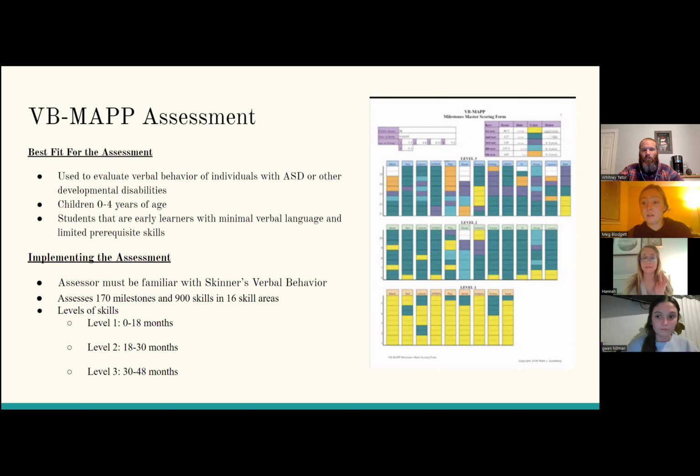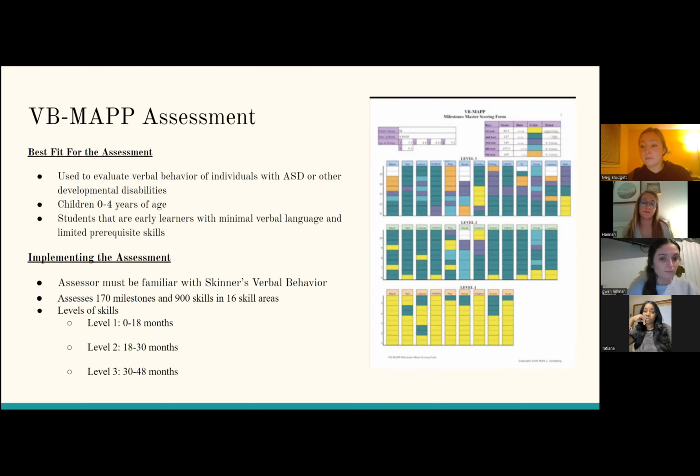So this is the VB-MAPP assessment. The VB-MAPP is a best fit for students who are 0 to 4 years of age. It's used to evaluate verbal behavior of individuals with ASD or other developmental disabilities. Students that are early learners with minimal verbal language and limited prerequisite skills fit this assessment well. To implement the assessment, the assessor must be familiar with Skinner's verbal behavior. It assesses 170 milestones and 900 skills in 16 different skill areas, and it splits them up into level 1, level 2, and level 3 learners.